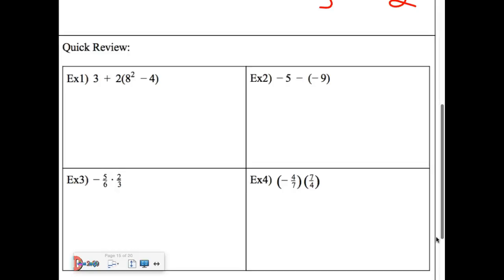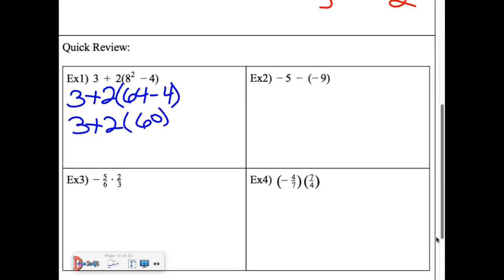I'm going to do that 8 to the second. So 8 times 8 is going to give us 64. The next thing I see in that parentheses, I have a subtraction. So I'm going to take 64 minus 4. And when I do that, we are going to get 60. We now have an addition and we have a multiplication. So I'm going to multiply that 2 times 60. So 3 plus 2 times 60, the 2 times 60 is going to give us 120. Then our very last step is we are going to add those and we are going to get 123.